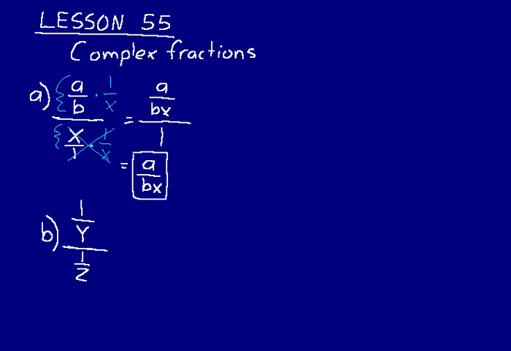Let's do another one. Simplify 1 over y over 1 over z. Well, we just need to invert the denominator, multiply above and below by it. z over 1 times z over 1. And so that cancels everything in the bottom part of that complex fraction. And so we end up with z over y. That's our solution.